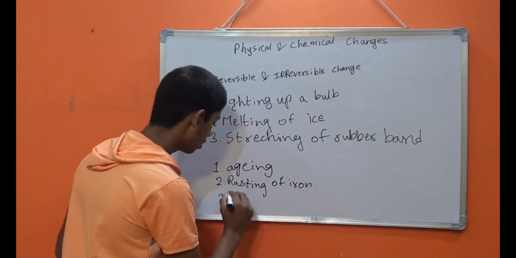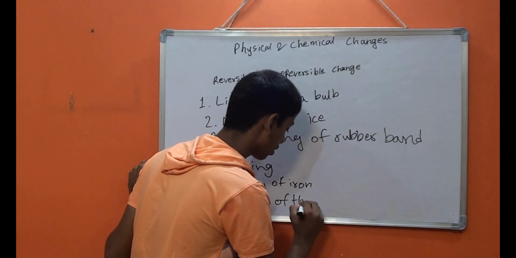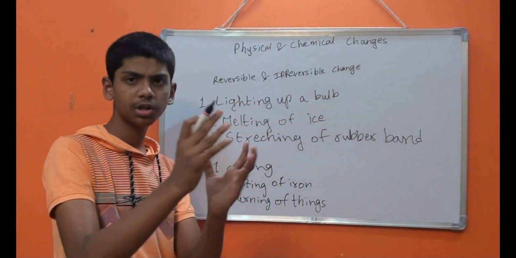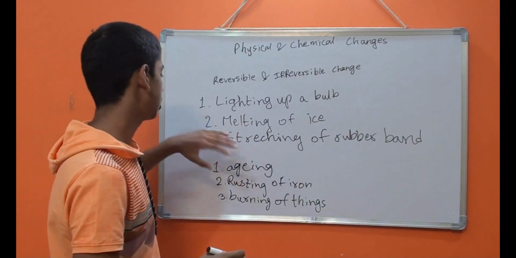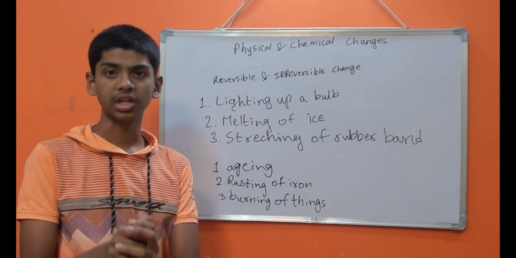Another one is burning of paper, burning of things. Once you burn up some things, they cannot be reversed. These are irreversible changes. These are some examples of irreversible changes. Now let's go on to our next topic.